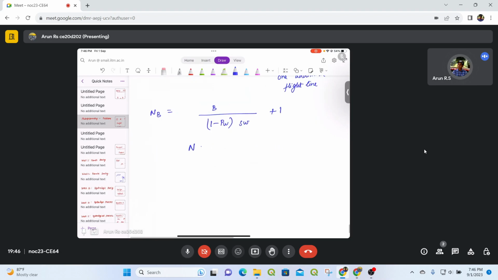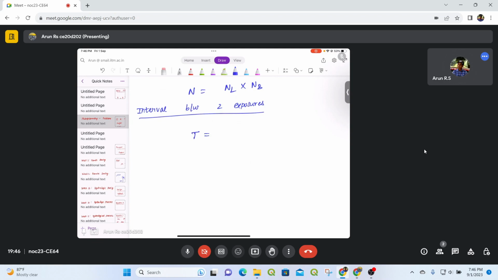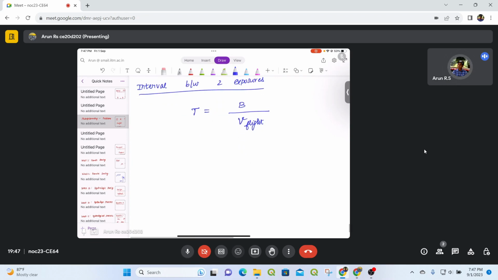Now the total number of photographs will be the longitudinal side and your width. So that will be your total number of photos. And there is one more thing. What is the interval between two exposures? This is nothing but the time interval. You know the distance of the air base, and you know the flight velocity. If you divide this, you will get your interval between two exposures.